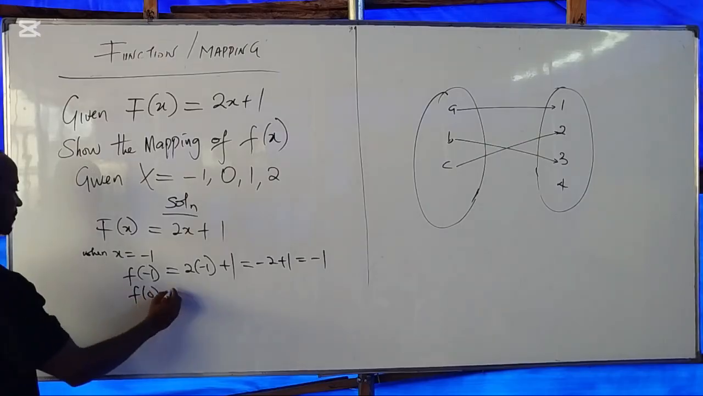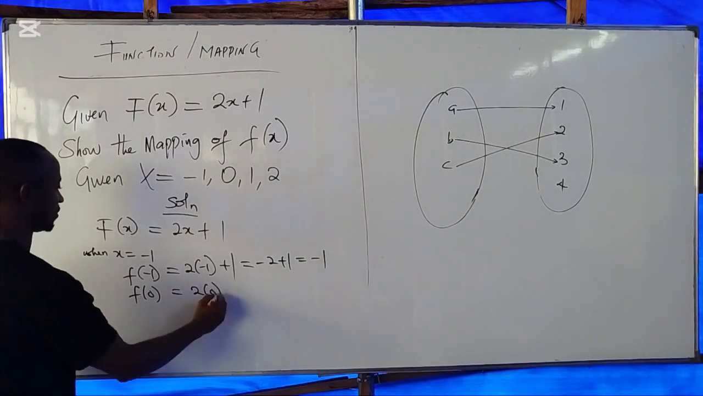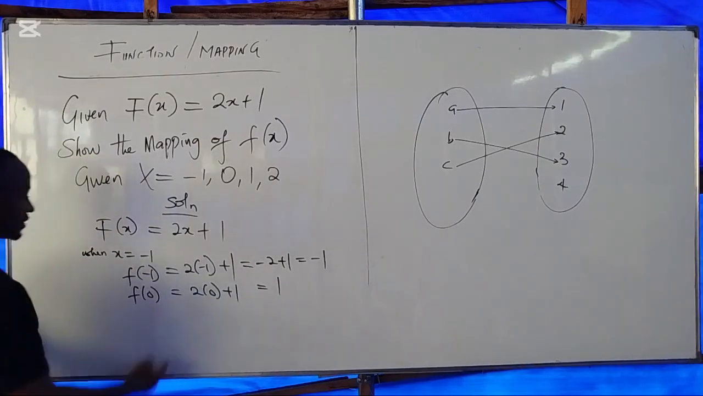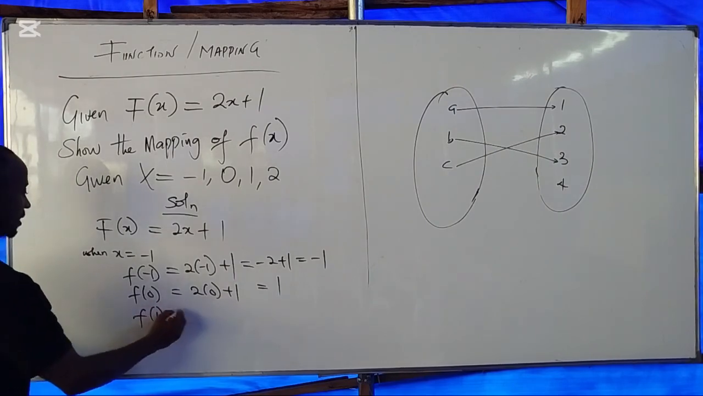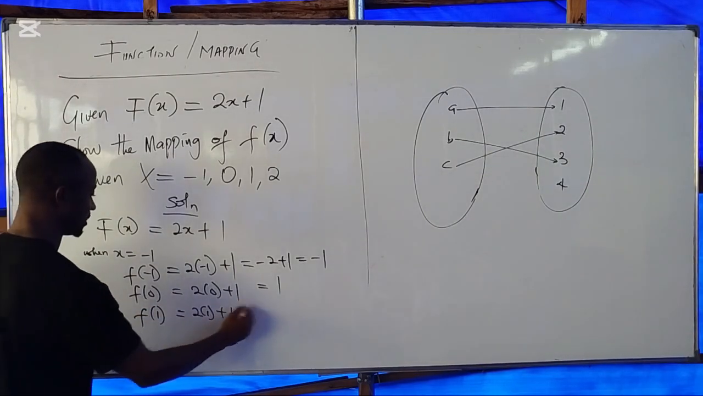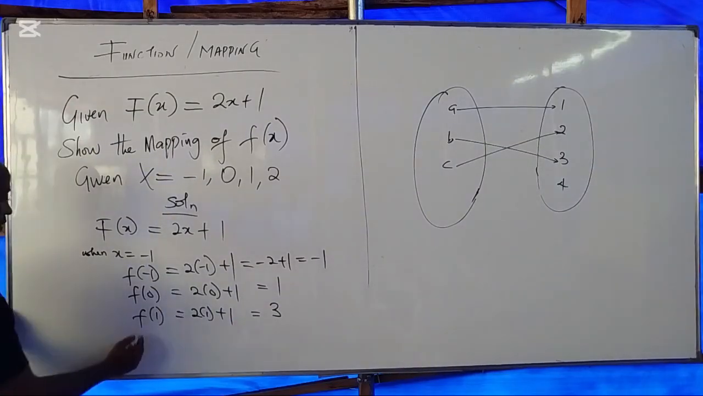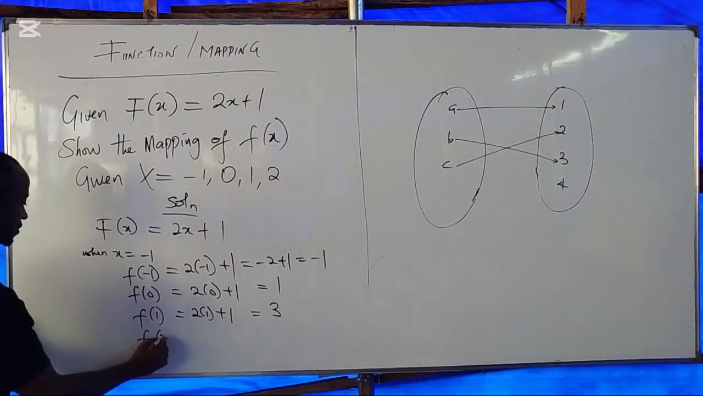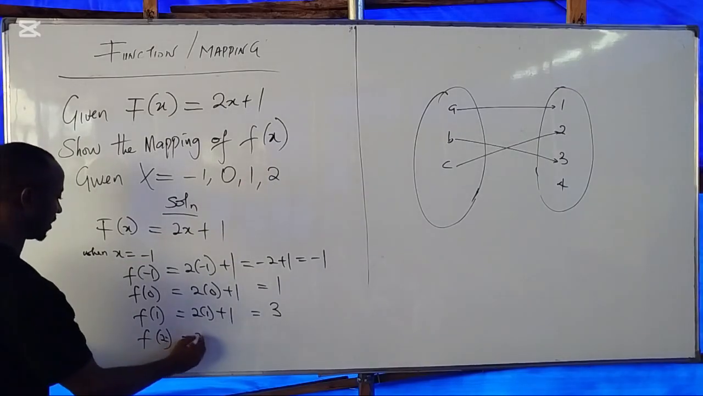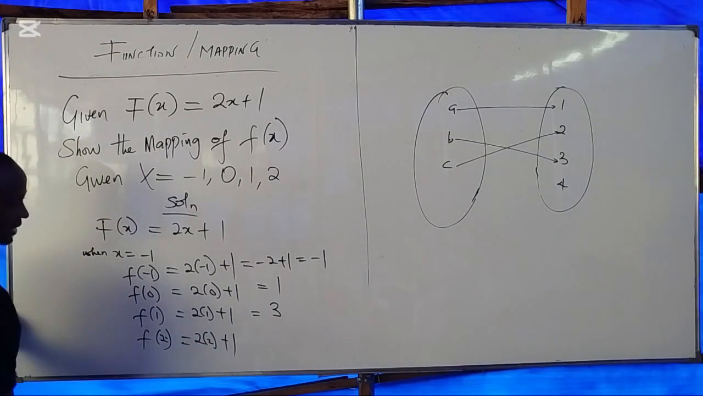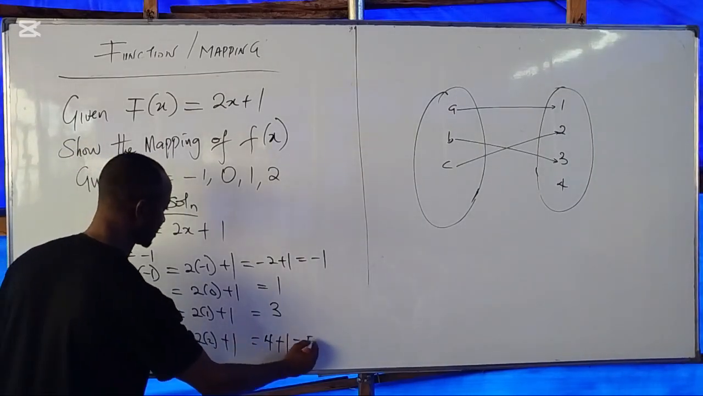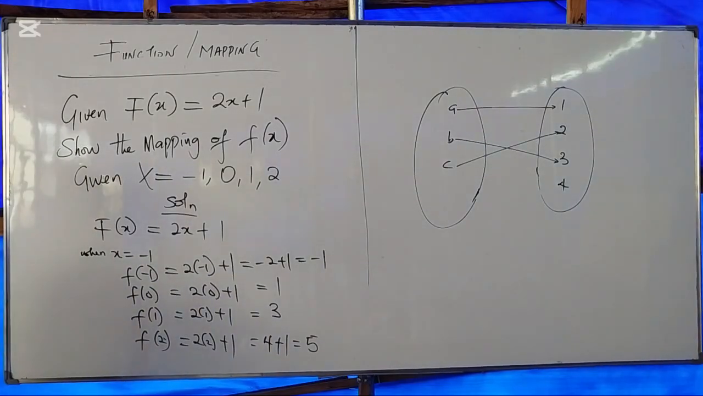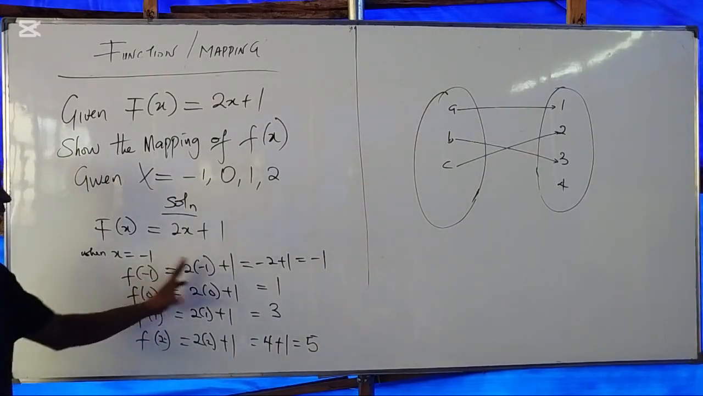When x is 0, we have f of 0. That will give us 2 times 0 plus 1. The answer is 1, right? Because 2 times 0 is 0, 0 plus 1, we have 1. When x is 1, we have 2 times 1 plus 1. This will give us 3, right? When x is 2, we have 2 times 2 plus 1, right? And that will give us 2 times 2 is 4 plus 1. And the answer here is 5, right?